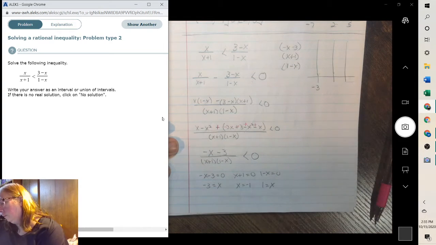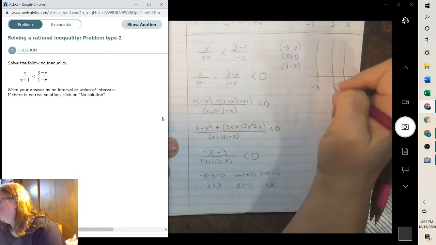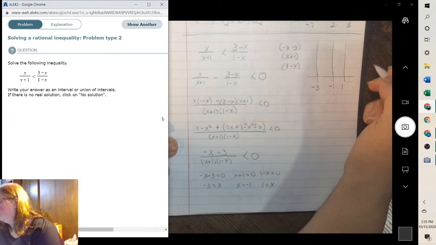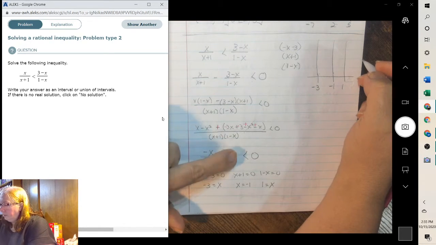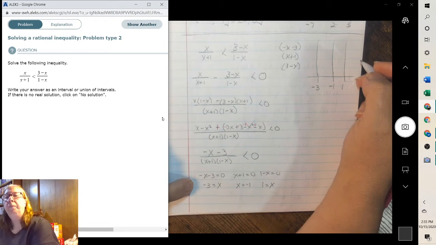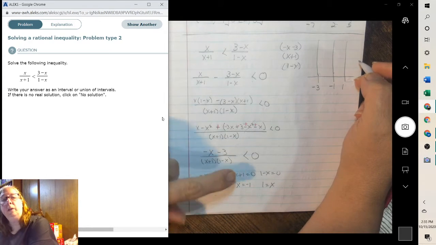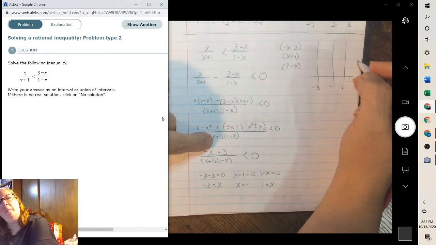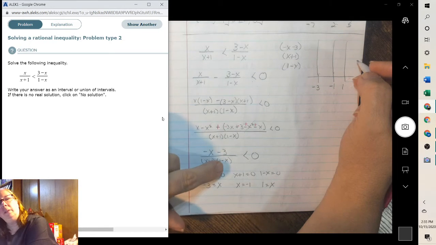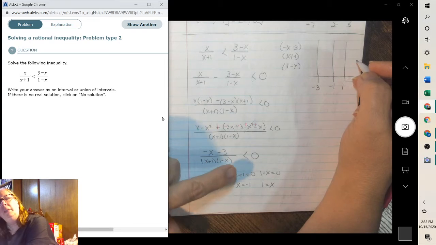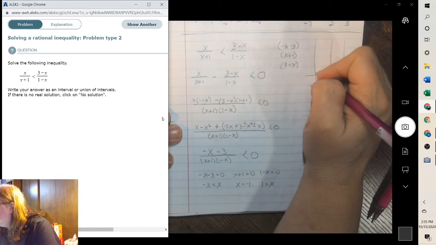We want to put them in increasing order. So negative 3, negative 1, and 1. Now it's less than, so none of these are included. But if it was equal to, I would only include the one on the top, not the 2 on the bottom, because you can't have 0 in the denominator. So they would still have an open circle. But in this case, there's no equal to, so they're all open circles.